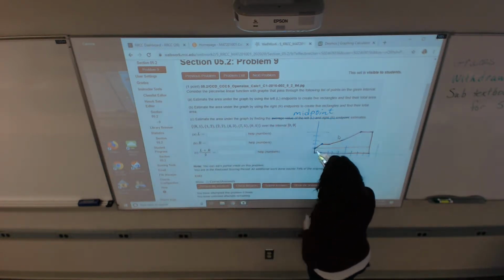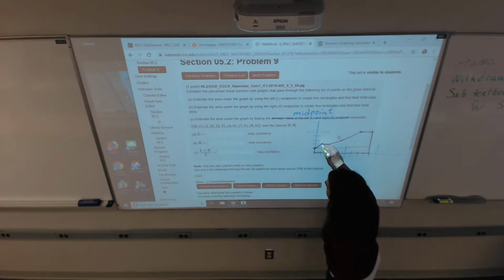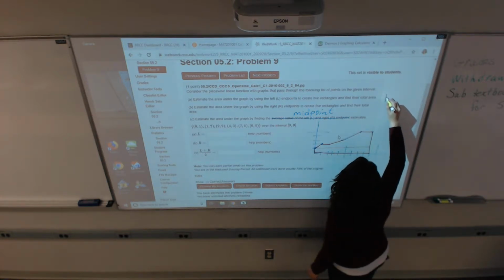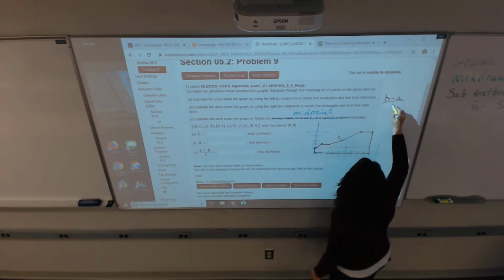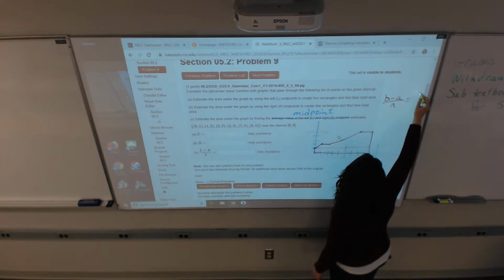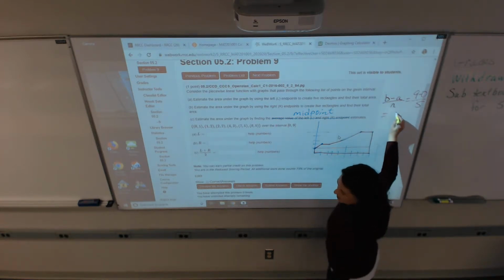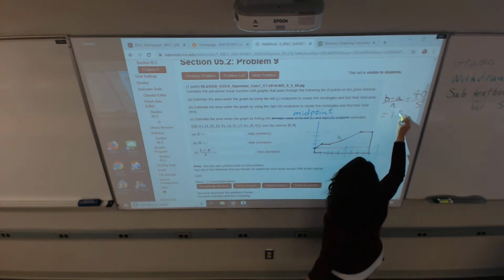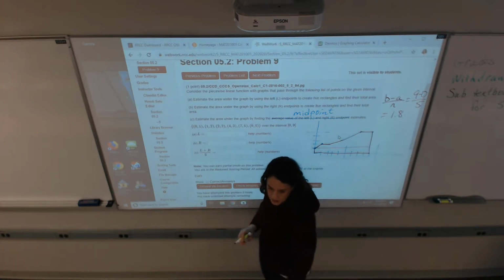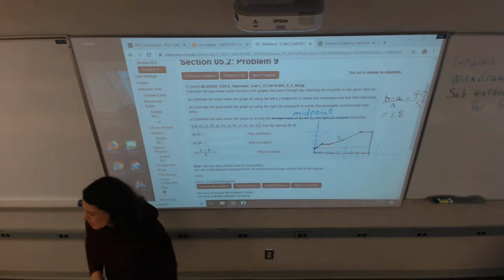So if you're using the left endpoint, and did it tell us 5 rectangles? Ew, that's nasty. Okay, so b minus a over n would give me, how wide should each one be? 1.8. And that's what's going to make this one hard. It's just a lot of work.